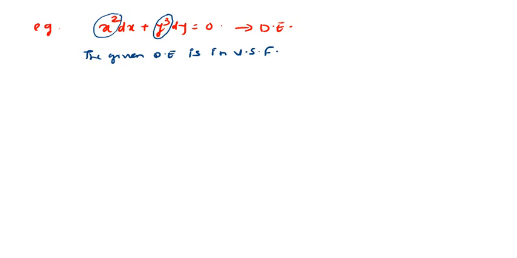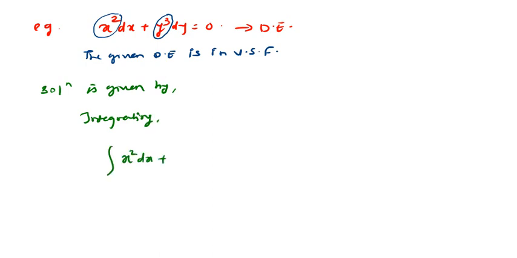Now once it is in variable separable form, you can find its solution. Its solution is given by integrating on both sides: integration of x square dx plus integration of y cube dy is equal to constant. Now you know the integration of x square is x raised to 3 upon 3, plus the integration of y cube with respect to y is what?